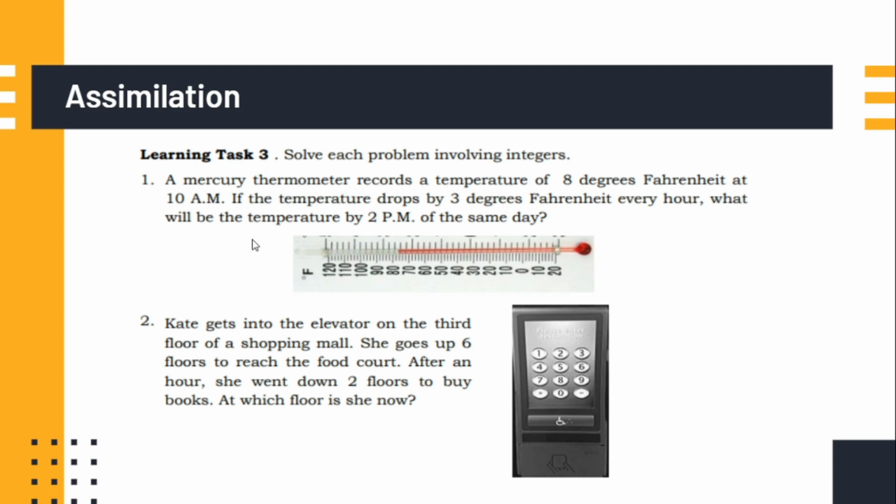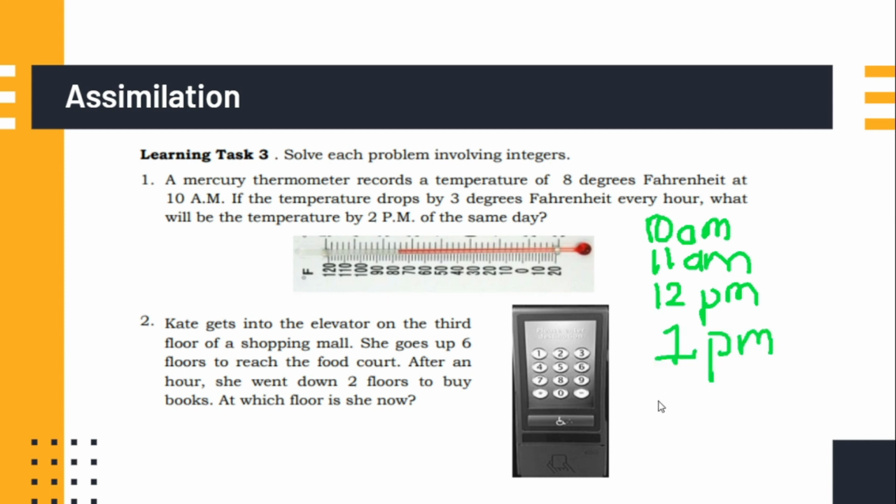Okay? So, ibig sabihin, if we will start at 10 a.m., okay? 10 a.m. And then, 11 a.m., then 12 p.m., or 12 noon, and then 1 p.m., and then 2 p.m., di ba? 2 p.m. yung ating kinukuha. So, ano daw temperature na niya? Kung mag-start siya ng 8 degrees Fahrenheit. Tapos, nababa siya or nagda-drop yung temperature by 3 degrees Fahrenheit every oras daw. Therefore, starting 8, 8 minus 3 kasi nagda-drop siya ng 3 degrees every hour.